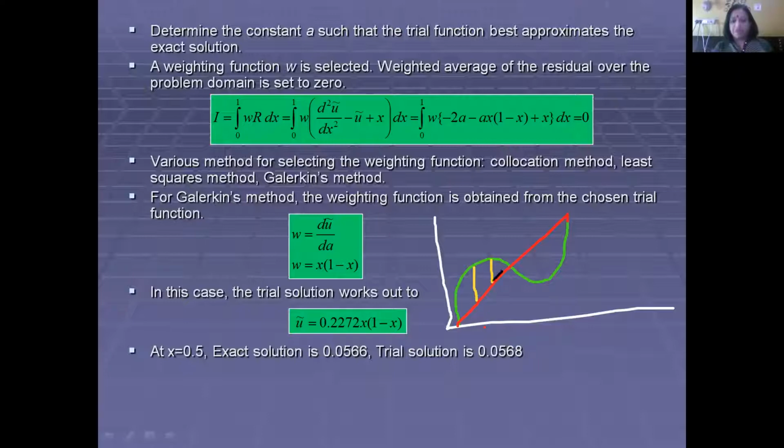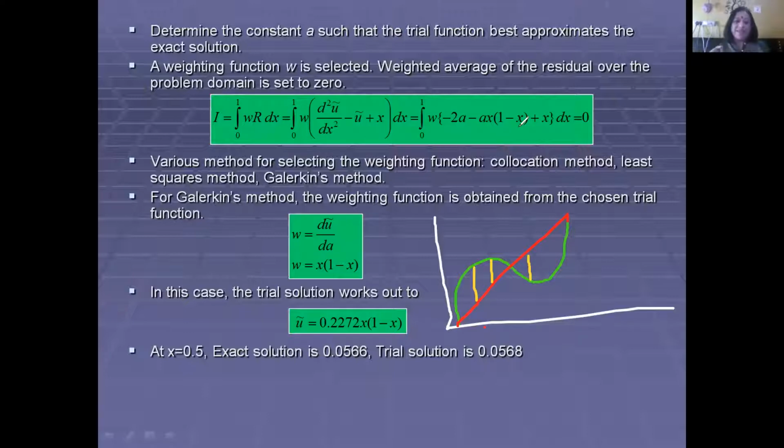This is your error at this point. This is your error at this point. Some of it is positive, some of it is negative. Now, what would you like to do? You would like to have this green curve impinge on the red curve, or rather the red curve impinge on the green curve and match exactly, which means that this region has to be reduced. This entire region has to be reduced. So in order to do that, you would have to make R go to 0 at every point.